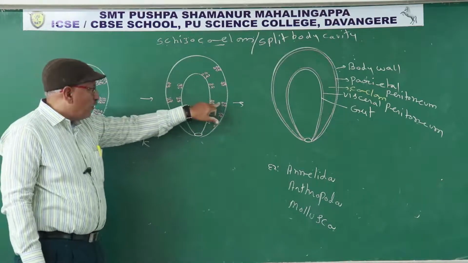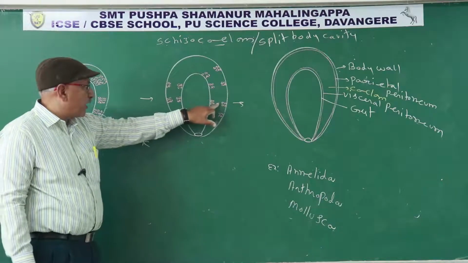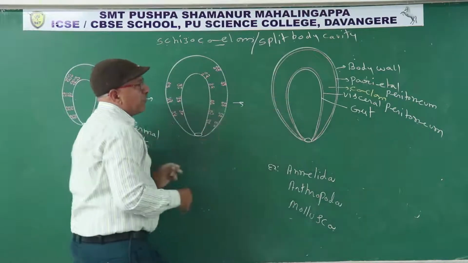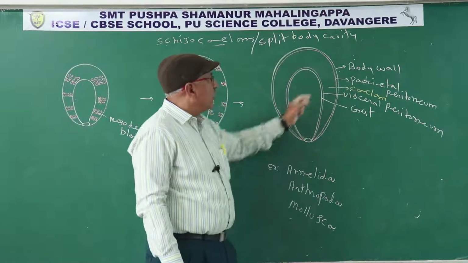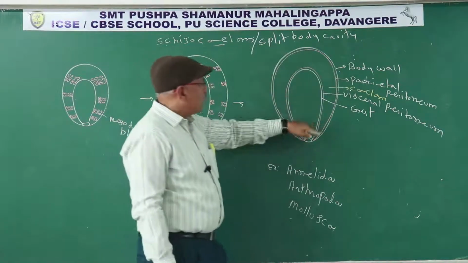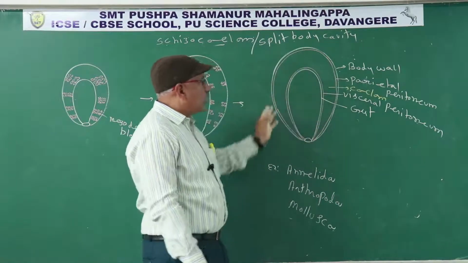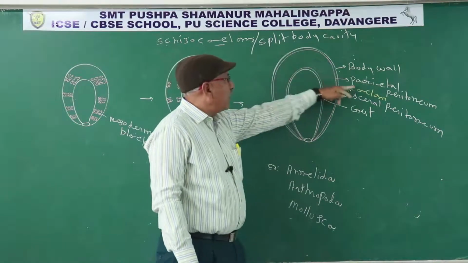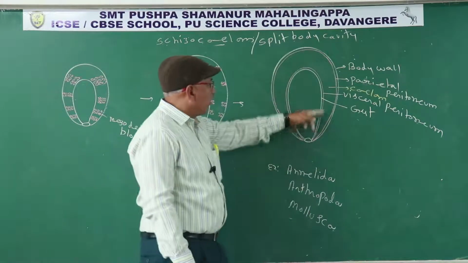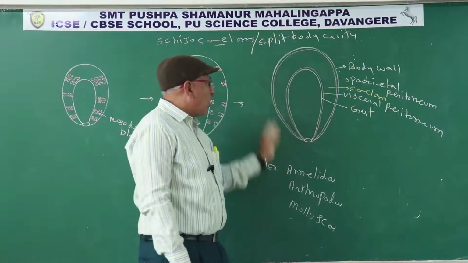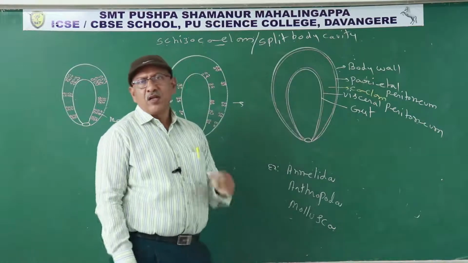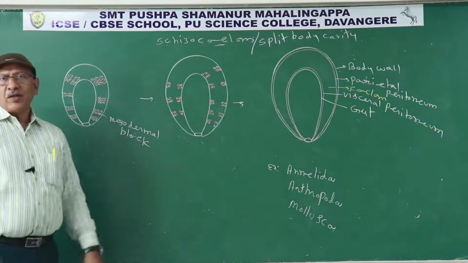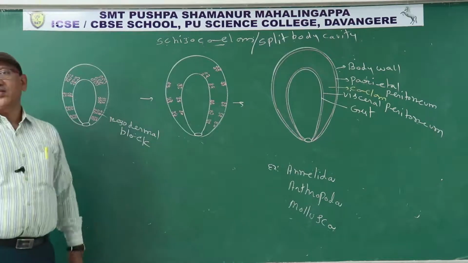It is the cavity present between body wall and alimentary canal. So it is a coelom. Later, the cells move further away and some cells form a continuous layer inner to the body wall. Some cells form a continuous layer outer to alimentary canal. The mesodermal layer forms the inner lining of body wall, parietal peritoneum. The mesodermal layer forms the outer lining of alimentary canal, visceral peritoneum. In this manner, coelom is formed in members of phylum Annelida, Arthropoda, Mollusca.